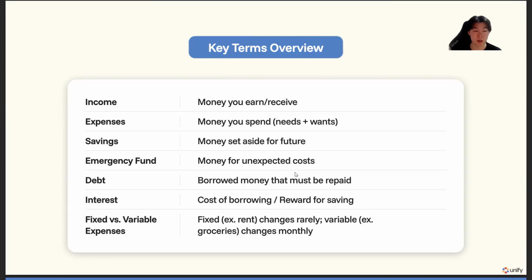And we'll be talking about fixed and variable expenses. Fixed would be rent, the same amount you have to pay every month. And variable, for example, groceries, it depends on how much you buy.